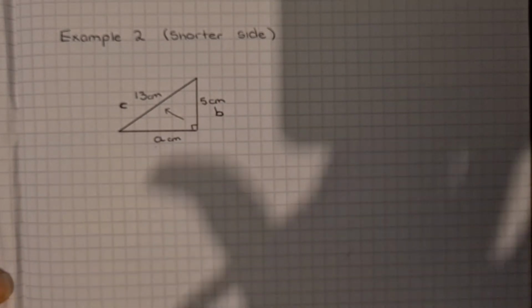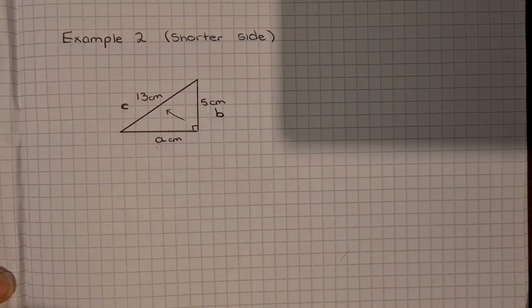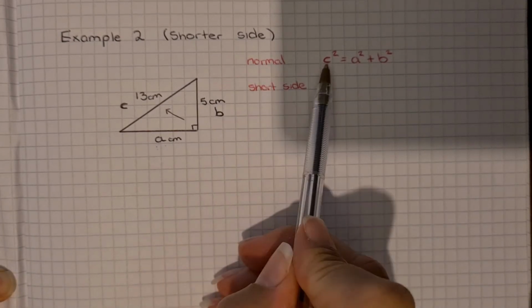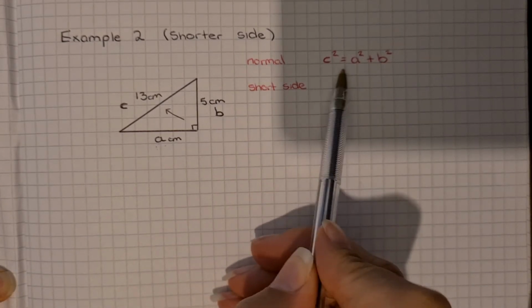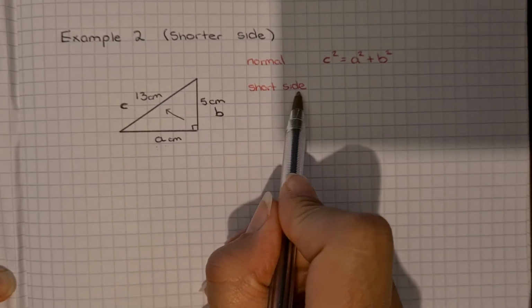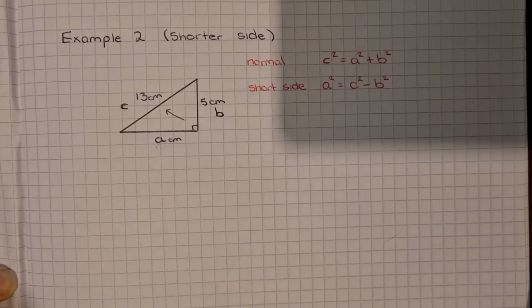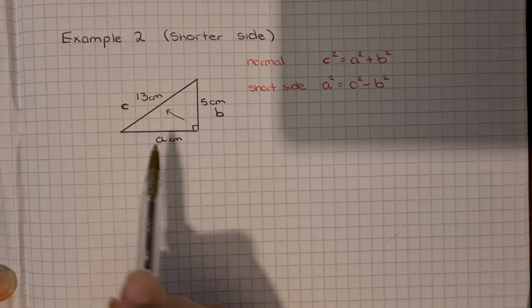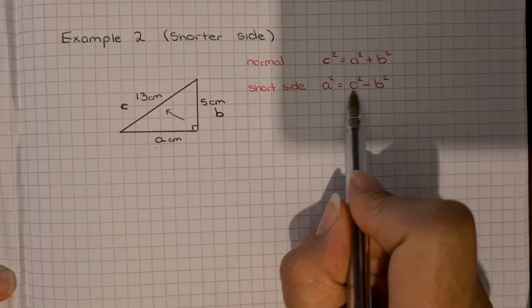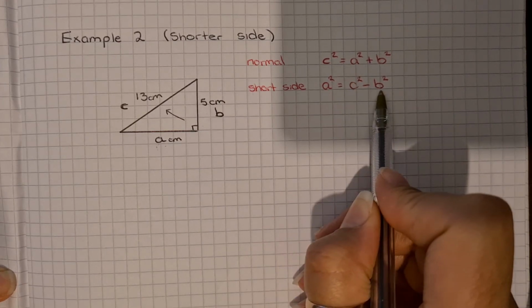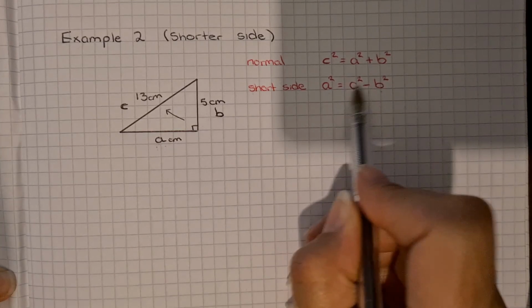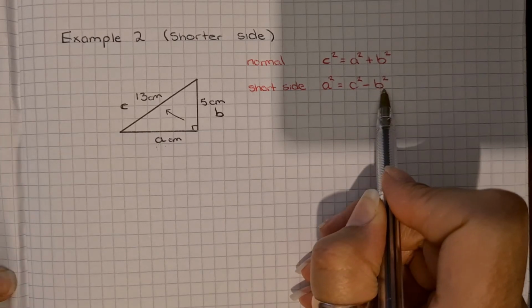Now, when you're finding the shorter side, you're still using Pythagoras' theorem, but it looks slightly different. So normally, Pythagoras' theorem starts with c squared and it equals a squared plus b squared. If you're trying to find a shorter side, we turn it around a bit and it starts with a squared, because that's the one that you're trying to find, and it equals c squared, which is always the longest side, take away b squared, which is the other side that you know. So the longest side squared, take away any other side that you know.